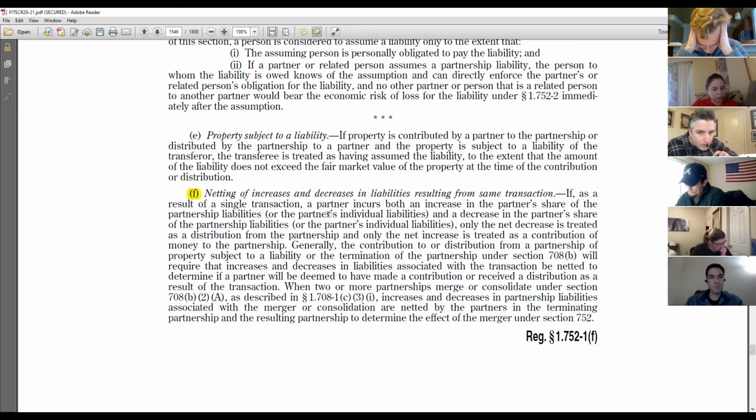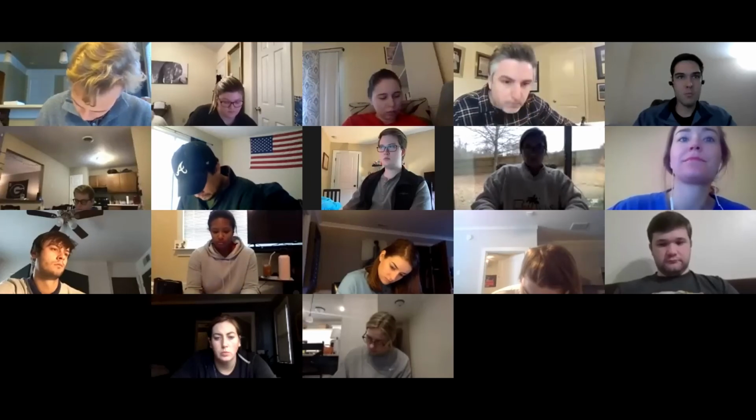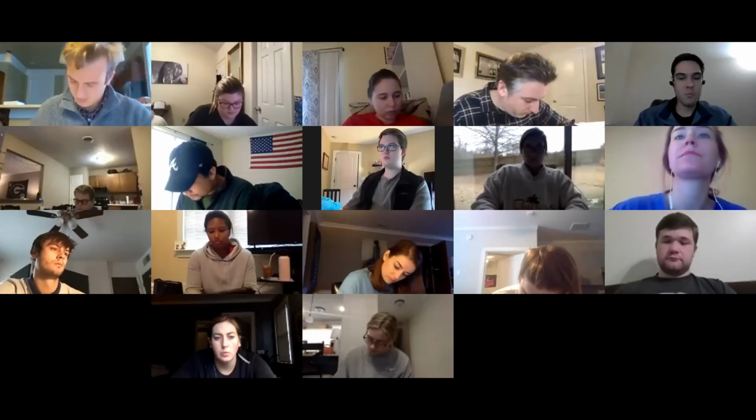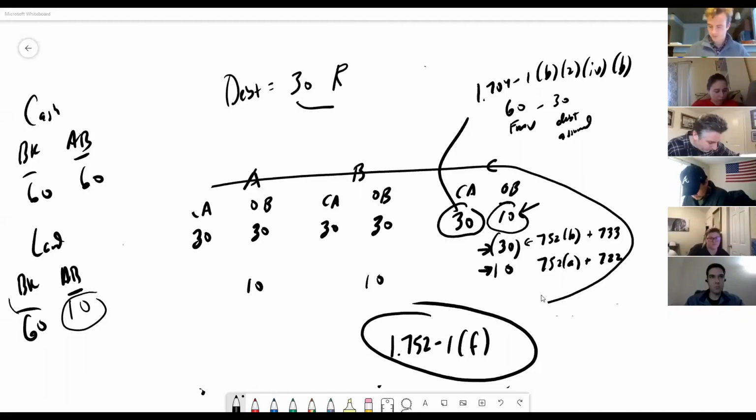If, as a result of a single transaction, a partner incurs both an increase in the partner's share of the partnership liabilities or the partner's individual liabilities, and a decrease in the share, only the net decrease is treated as a distribution of money, and only the net increase. So that tells us that we can net these together. We don't look at this as a distribution of 30 and then a contribution of 10. We look at it as simply a distribution of 20.